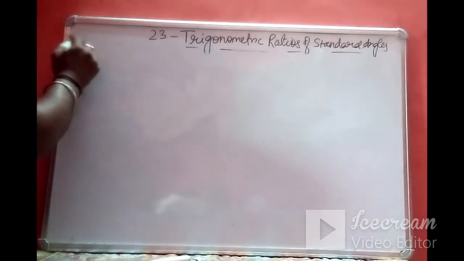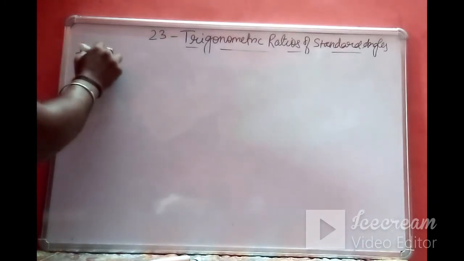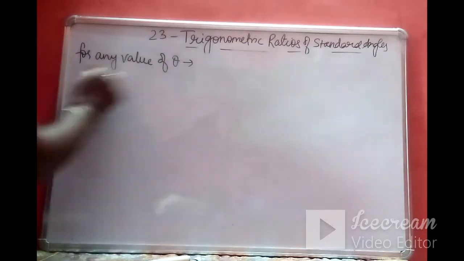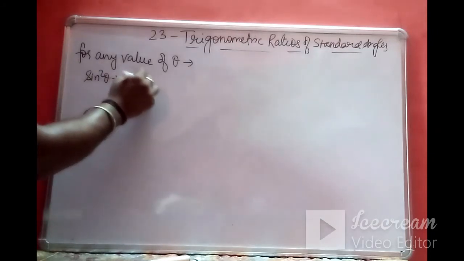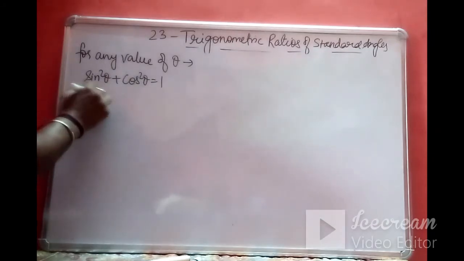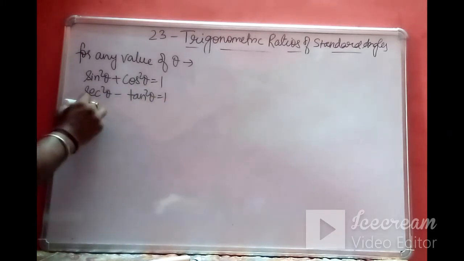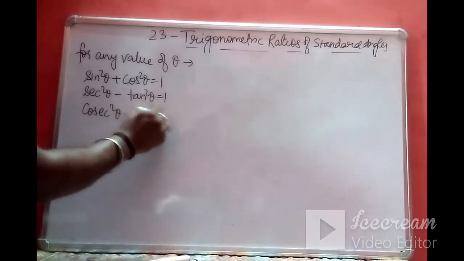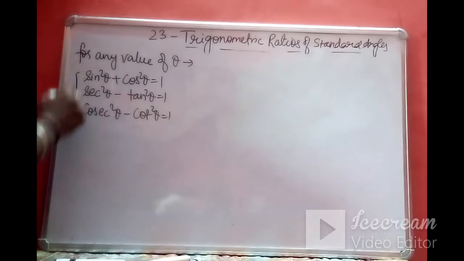Then a few more things are there, that is, for any value of theta, sin square theta plus cos square theta equals 1, sec square theta minus tan square theta equals 1, and cosec square theta minus cot square theta equals 1. Okay, so for any value of theta, that is for any angle, these three identities are always true.